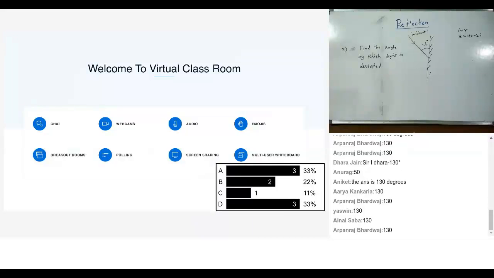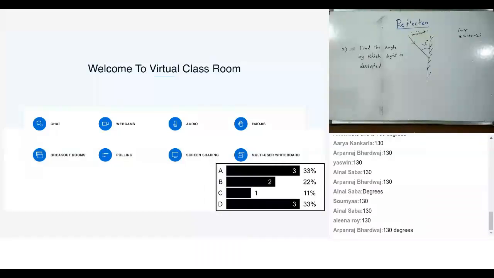Saida, you also please type your answer. Soumya, you are yet to answer. Ainal, what is the answer? Only degrees. What is the value? Okay, so all of you are saying 130. Let me check what the answer is.